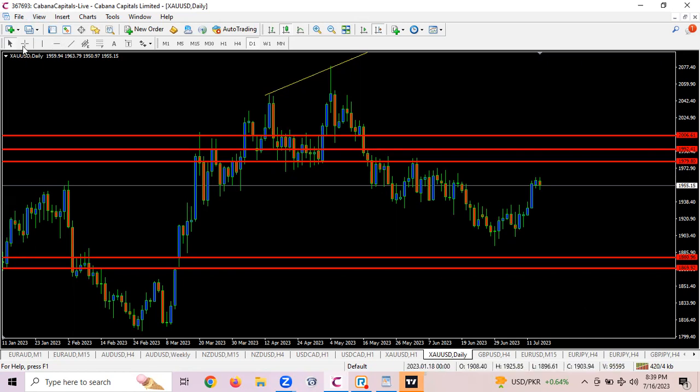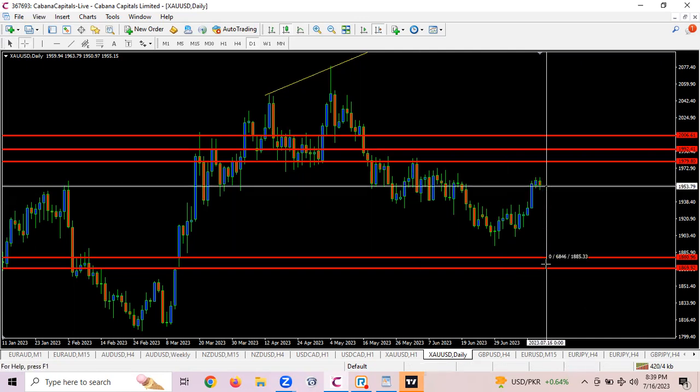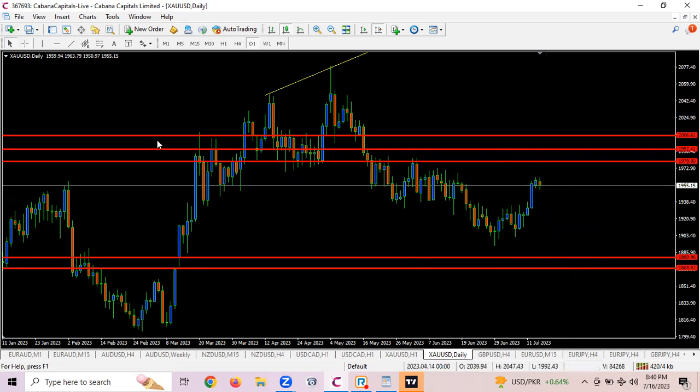Nice one. That's much money to be made on gold. This is about 830 something pips. Nice one.